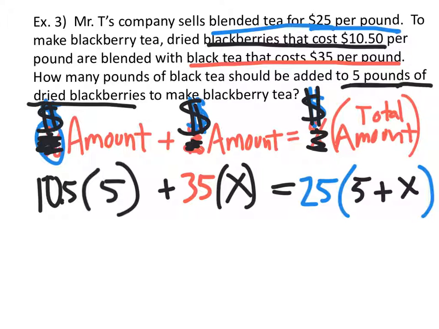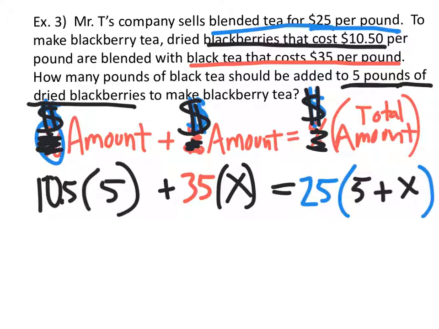So once again, the question says, how many pounds of black tea needs to be added? So this is my black tea. I don't know how many pounds, so that's why I put x for the amount. I do know that the black tea costs 35 per pound. That's why I put a red 35 right here. 35 per pound for the black tea.